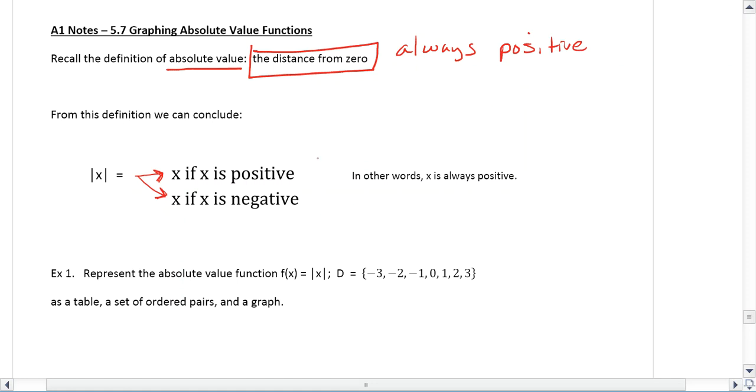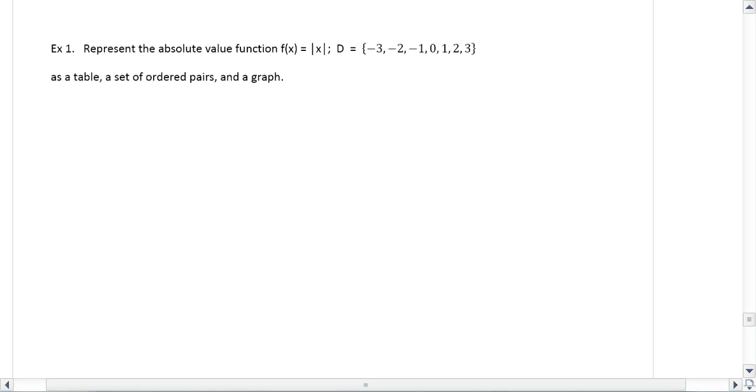distance. So from this definition we conclude that the absolute value of x is x if that number is positive, and the absolute value of x is the opposite of x if x is negative. In other words, the absolute value is always positive. Okay, I think we established that. So let's do a little more with absolute value.